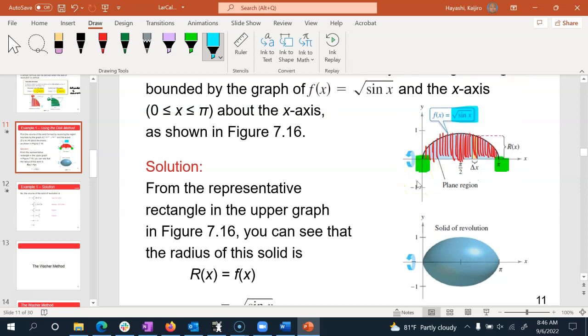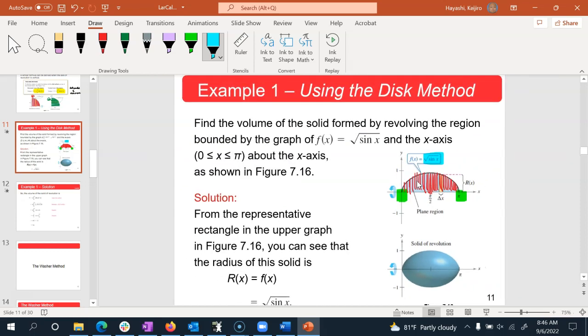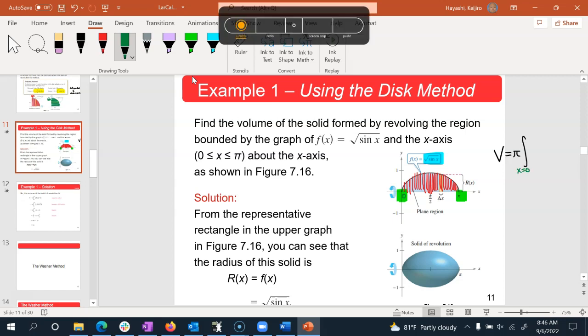So that's all the information you really need, I believe. Now at this point you can figure the volume is pi times the integral from a to b, so from a being 0, and I'm just going to say x equals 0 to be clear, and b is x equals pi.